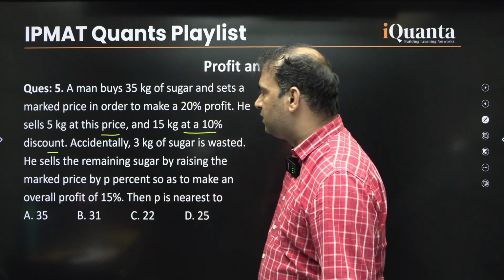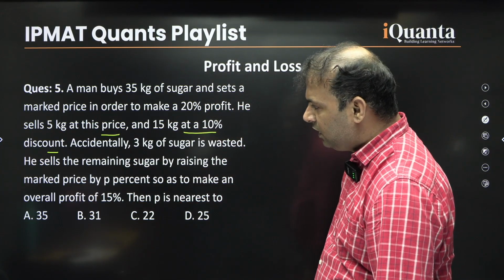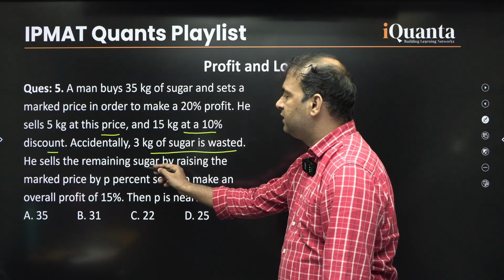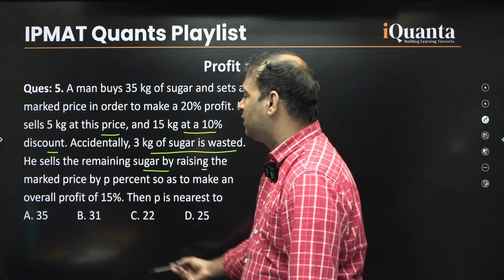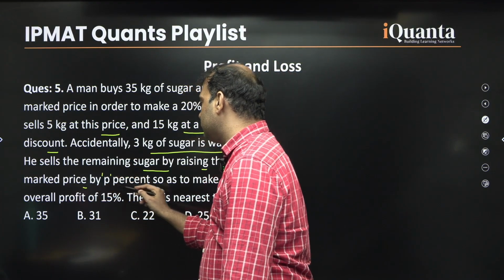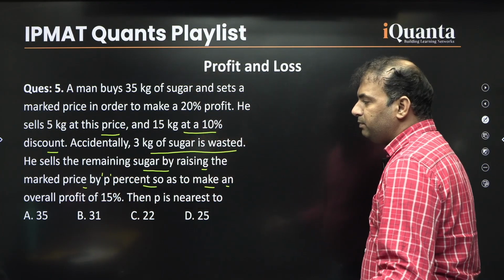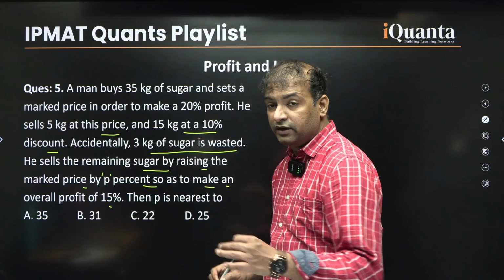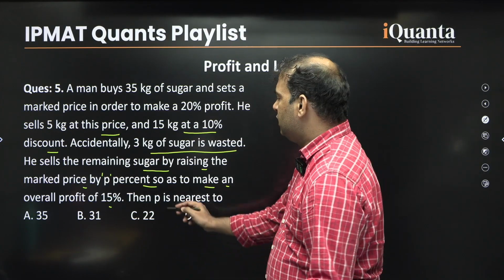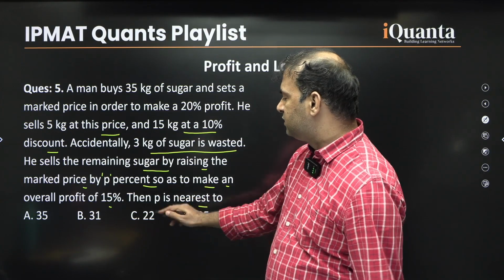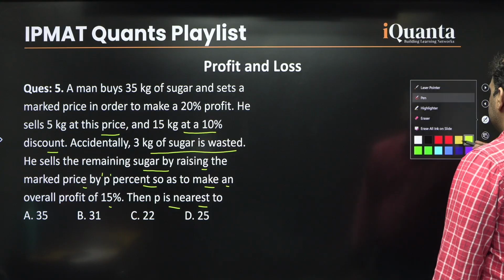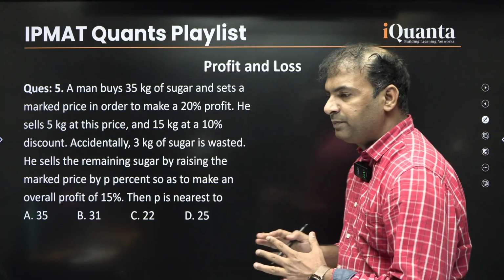There may be some customers he has to give a discount. Then accidentally 3 kg of sugar is wasted. Then he sells the remaining sugar by raising the marked price by P percent so as to make an overall profit of 15%. We have to find the value of P, or the nearest approximate value of P. In this question, everything is about percentages.